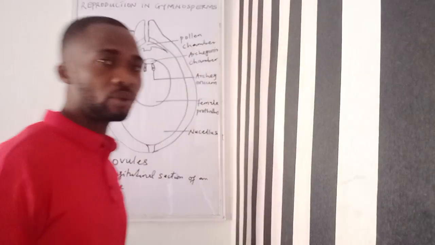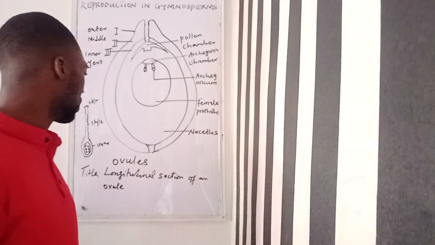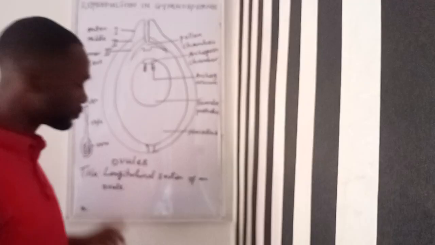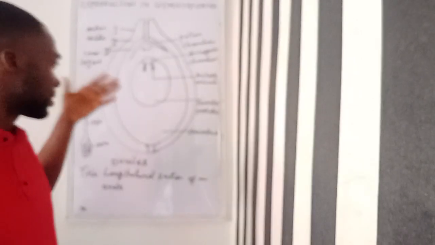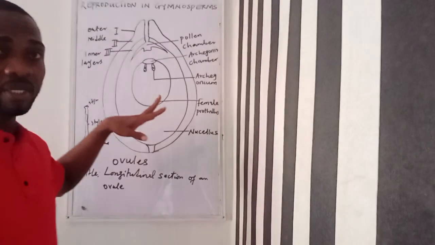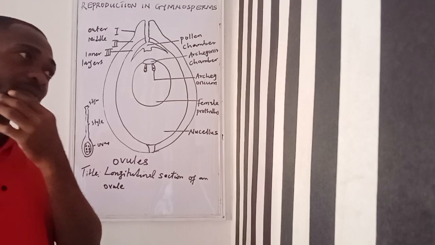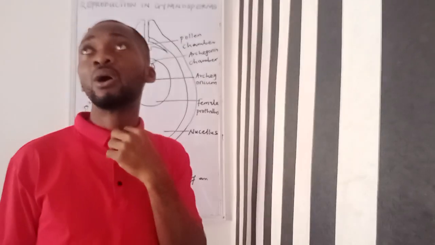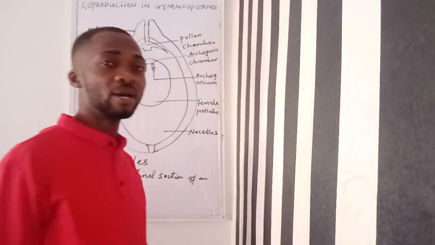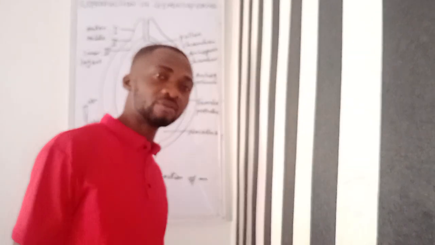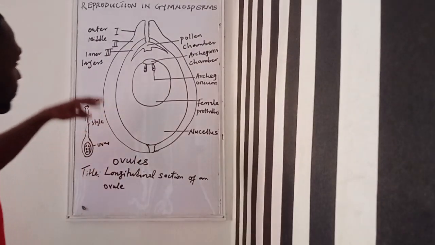The drawing you have on the board is the longitudinal section of an ovule. If you look at the ovule longitudinally, this is how it appears. Specifically, this is the ovule of the cycas. The cycas is one of the examples of the living gymnosperm.